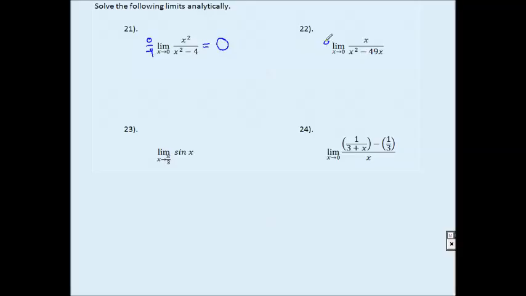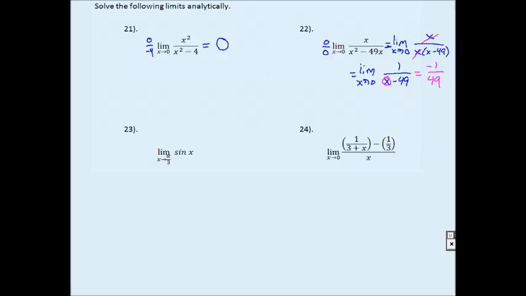In this one, when I plug in, I do get 0 over 0. So I need to try to factor the top and the bottom. So this is the same as the limit as I approach 0 of, the top stays the same, I'm going to factor out an x on the bottom, and I'm left with x minus 49. Well, now notice my x's would cancel out. I can rewrite this as the limit as we approach 0 of 1 over x minus 49. Now I can plug in x equaling 0. When I do that, I should get an answer of 1 over 49. That should be -1 over 49 as my answer.